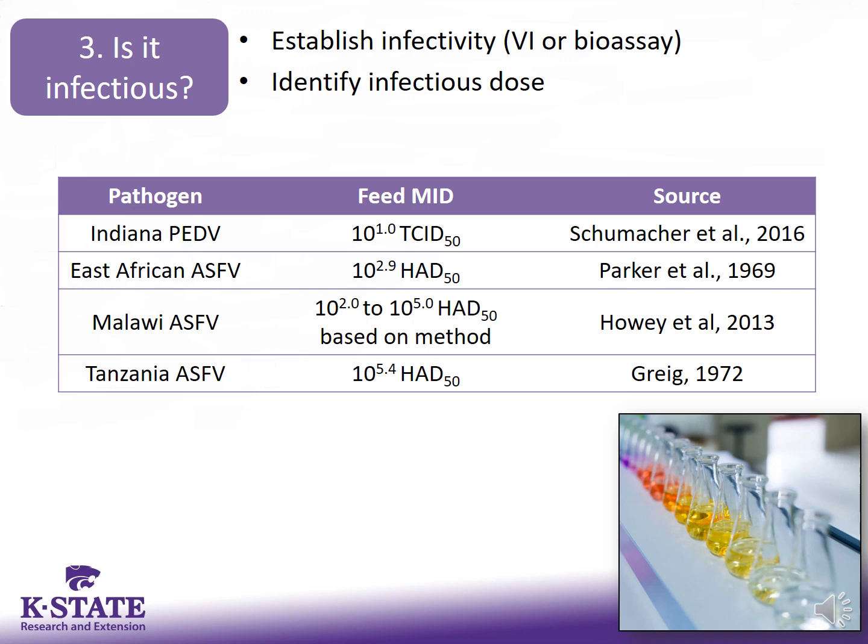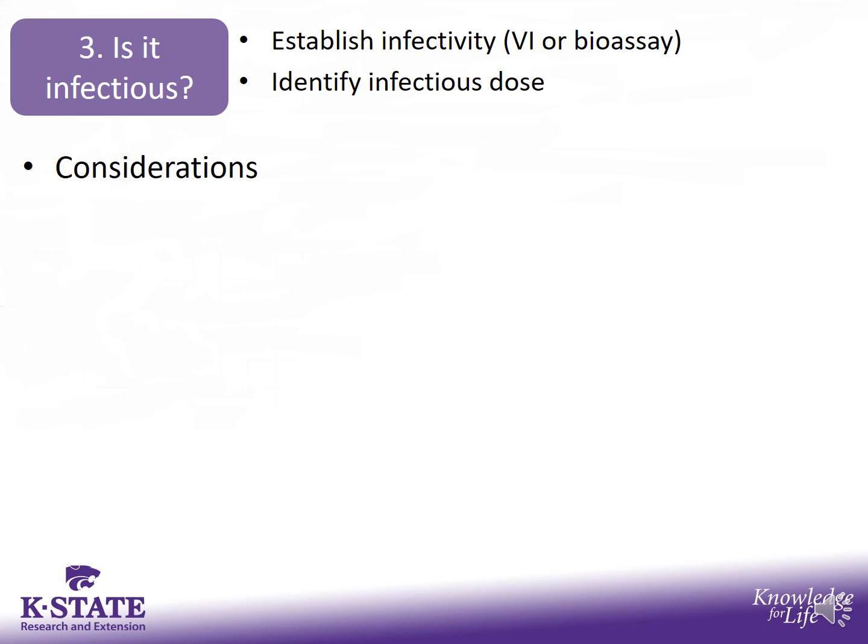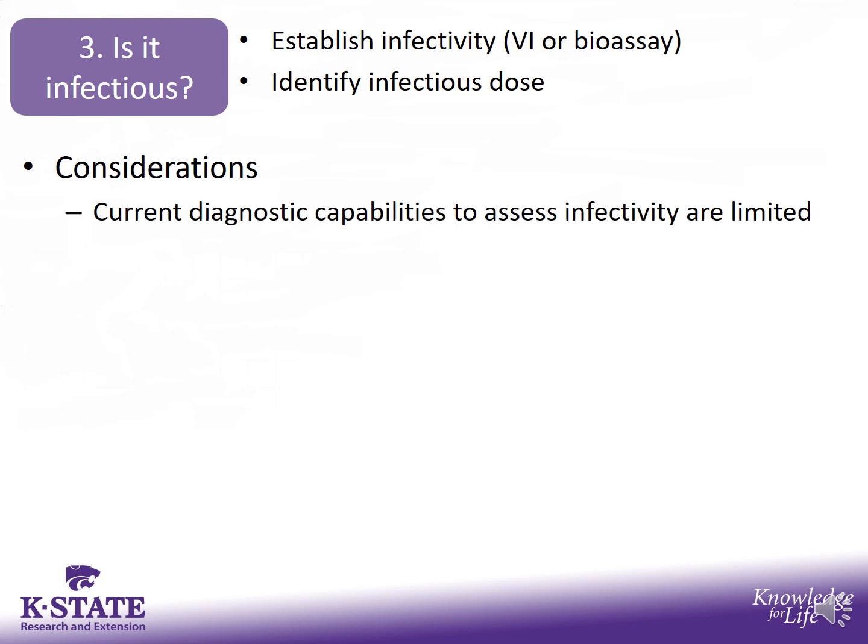The minimum infectious dose of African swine fever virus has been reported by a number of others in various strains of the pathogen. However, it has not yet been reported in the highly virulent Georgia strain that's been transmitted through China currently, and it has not been reported through natural consumption behaviors through feed or water consumption. One of the reasons that we have such limited data on infectivity is that our current diagnostic capabilities to assess infectivity are limited, particularly assessing infectivity in feed.